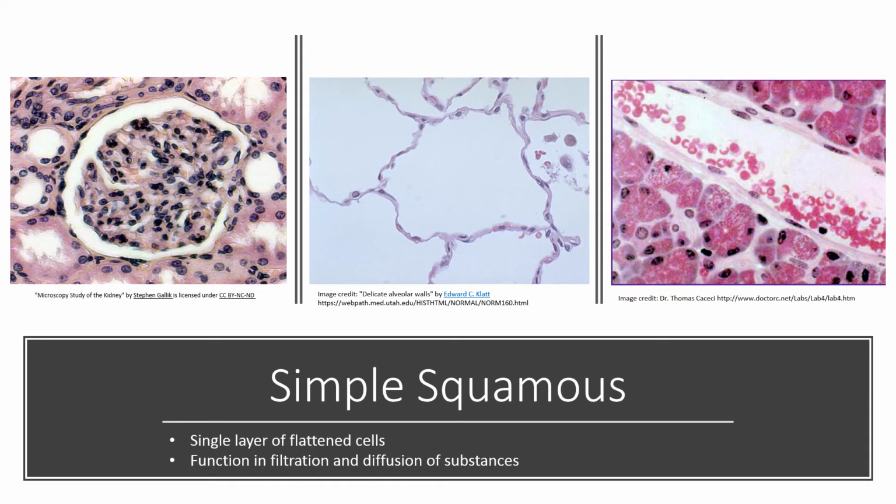Simple squamous epithelium is formed by one single layer of flat, fried egg-like cells. And we're going to see this type of epithelium lining some of the cavities in the body. We also find it lining the entire circulatory system. It's very prevalent in the kidneys, where it's involved in filtrating blood plasma in order to make urine.